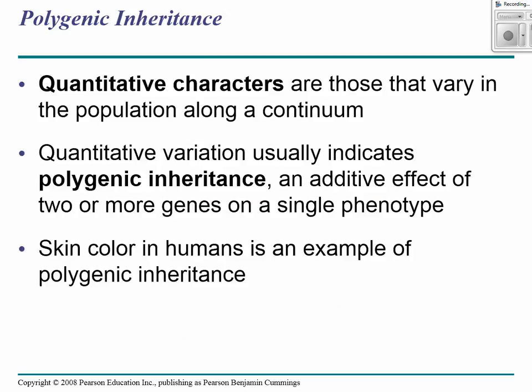Okay, there's also quantitative. What does that word remind you of? Quantitative. Quantity, you guys. What's it remind you of? Numbers. Okay, so quantitative characters are those that vary in the population along a continuum. That also is the case with height. Right? We go up in different types of height. Quantitative variation usually indicates polygenic inheritance, an additive effect of two or more genes to get all those different variations. You can also call this continuous.